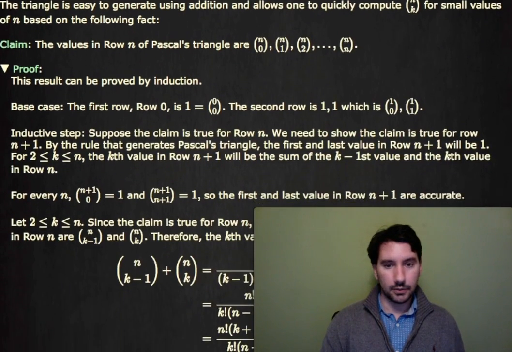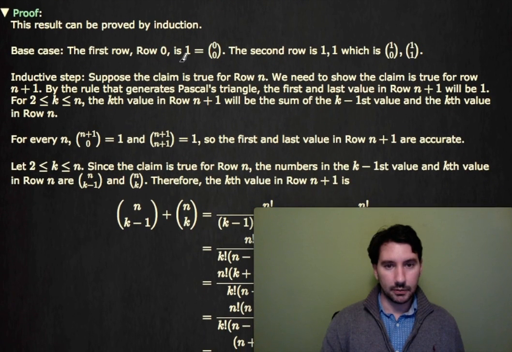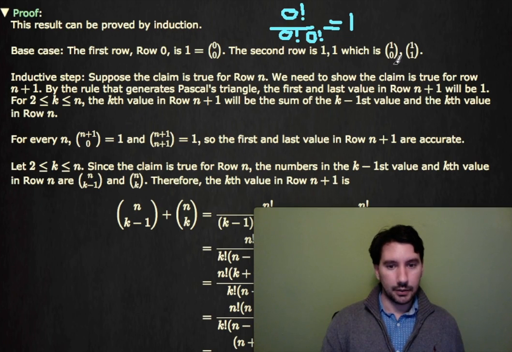We will show that this result is true by induction. So for the base case, row 0 is 1, which is 0 choose 0, because 0 factorial is 1, and so 0 factorial over 0 factorial times 0 factorial is just 1. And the second row is 1, 1, which is 1 choose 0 and 1 choose 1, because they're also both 1. So now let's do the inductive step.